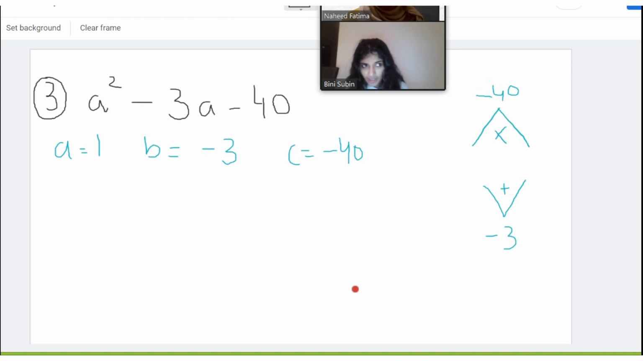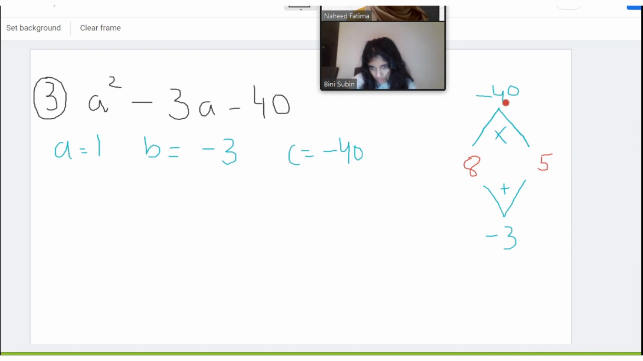5 and 8. Yeah. And what is the difference between 5 and 8? 8 minus 5, 3. Yeah. So 8 and 5 are the only numbers which will work. But now just see, when you multiply, you need minus 40.